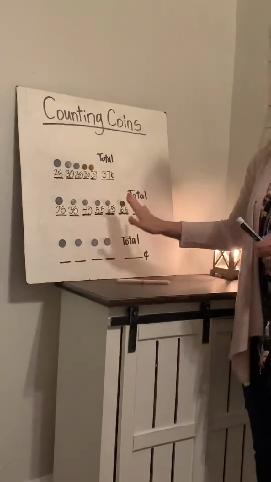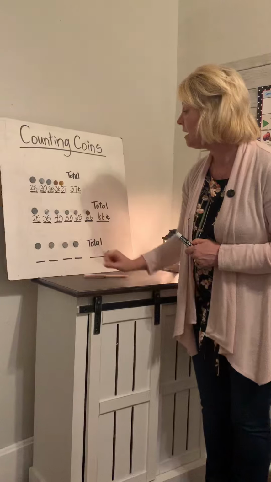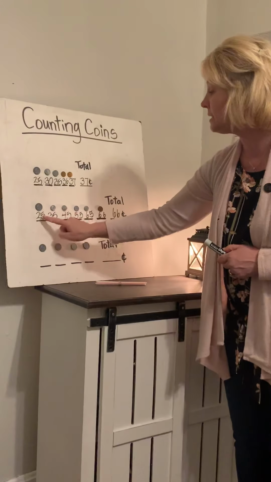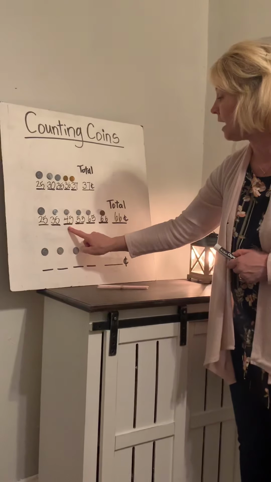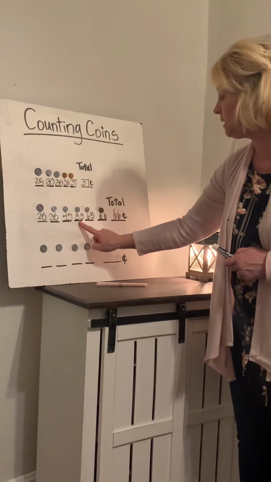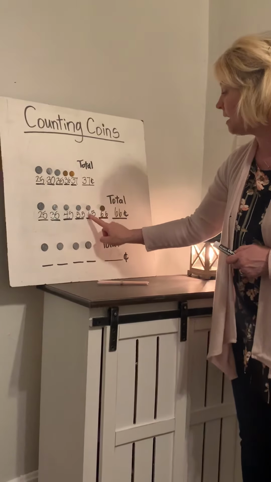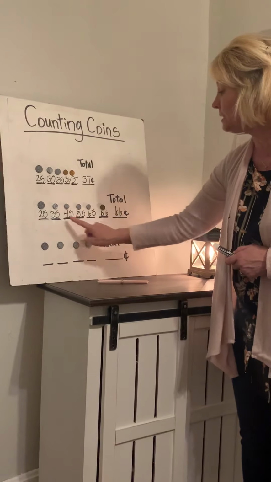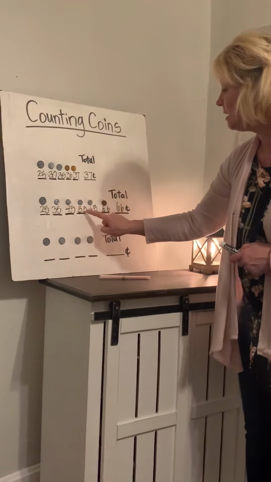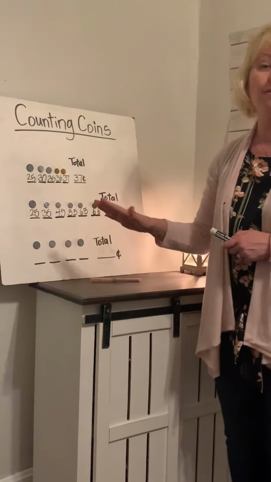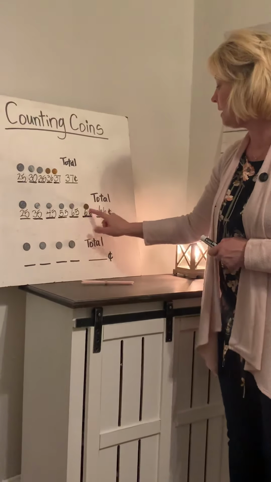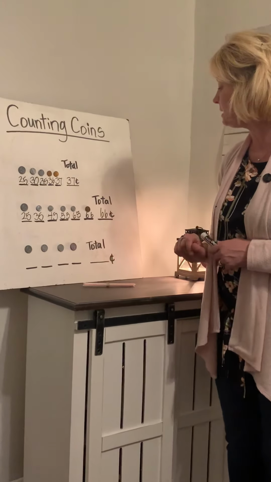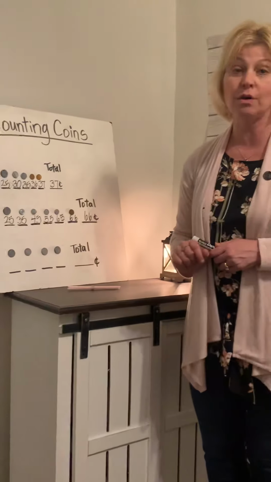Okay, now I know that can be a little tricky, so let's just go over that again. 25 plus a dime is 35. Another dime, 45, another dime, 55, and another dime, 65. Do you notice that my ones column stayed the same all the way through? I just changed my 10, okay? And then a penny is 66, so 66 cents would be my total.